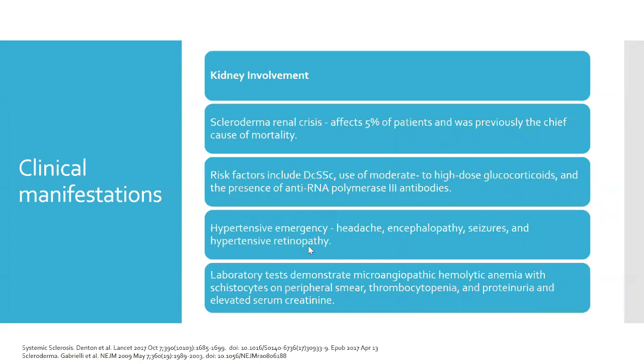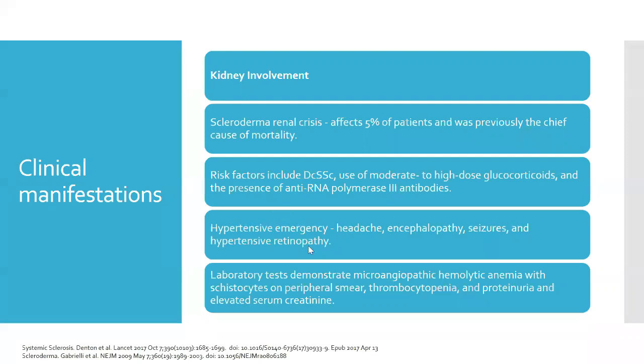Renal involvement used to be very common before, and scleroderma renal crisis was once considered the chief cause of mortality. Now it affects only about 5% of the patients. Typical risk factors are patients who have diffuse scleroderma, presence of anti-RNA polymerase III antibodies, and as we know, the association of glucocorticoids. We'll discuss one of the studies later on that looked at what dosage of glucocorticoids is typically associated with scleroderma renal crisis.